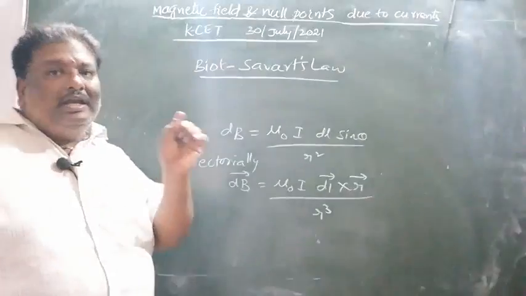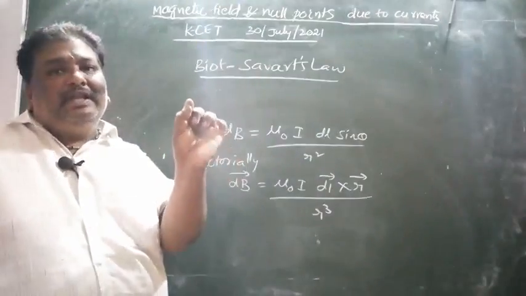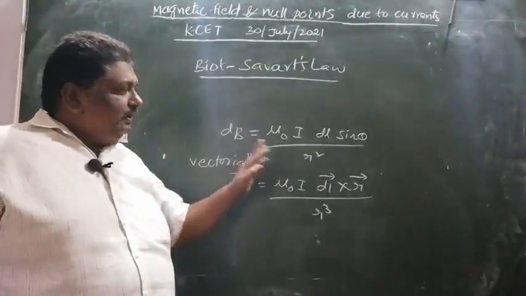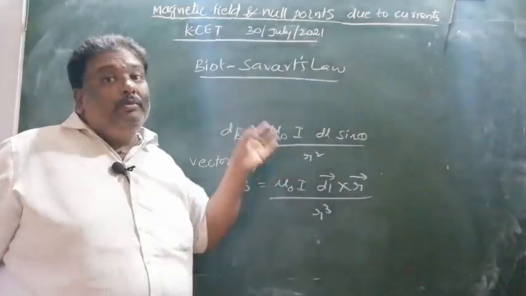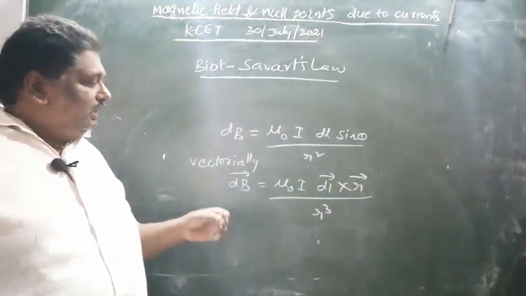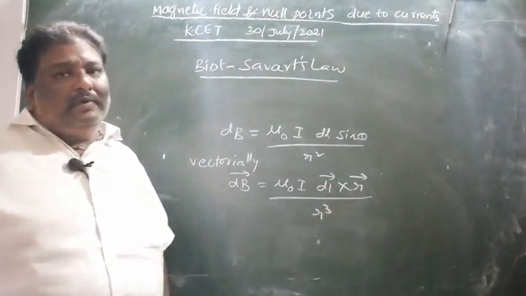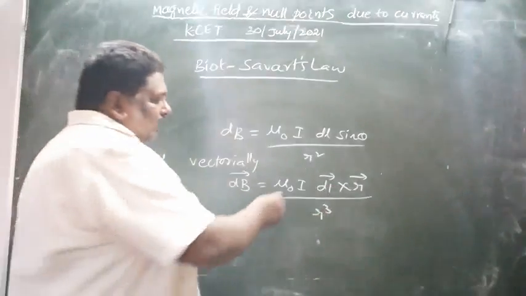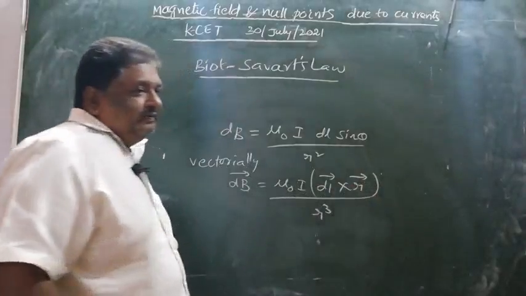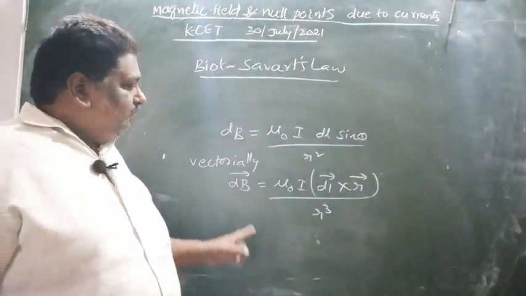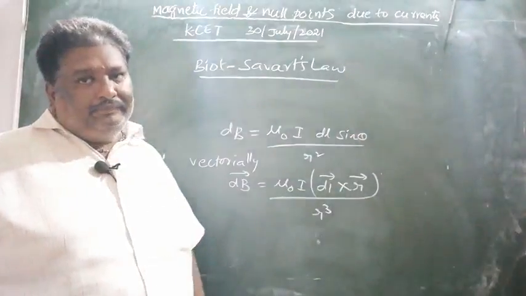So through a small element of dl length, when current is passed through the conductor at theta angle and r distance, how much magnetic field is generated? That is equal to mu naught I dl bar cross r bar by r cube. So when the length in vector notation and the position vector r bar in vector notation are given, you have to use this formula.